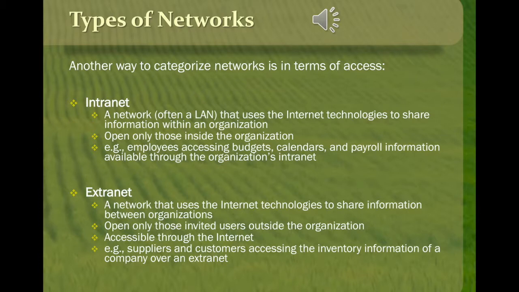So let's go over the bullet points for an intranet. It is a network, often a LAN, that uses internet technologies to share information within an organization. It's open only to those inside the organization. So an example is employees accessing budgets, calendars, and payroll information, and that would be isolated. So that's how I look at it. An intranet is often isolated, and as we'll probably learn in later chapters, there are specific IP ranges that are often dedicated to intranets.